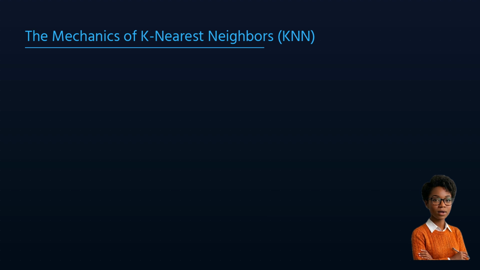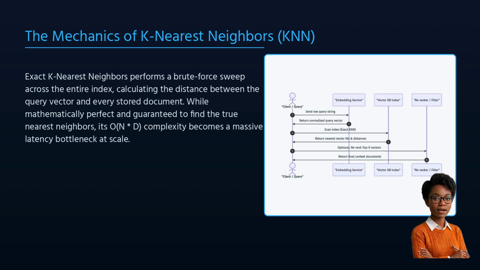Now let's examine the classical k-nearest neighbors, or KNN, algorithm. When a user sends a query, our database translates it into an embedding. KNN takes this query vector and performs an exhaustive calculation against every single vector in our database. If you have 10,000 documents, it does 10,000 comparisons. If you have 10 million, it does 10 million comparisons.